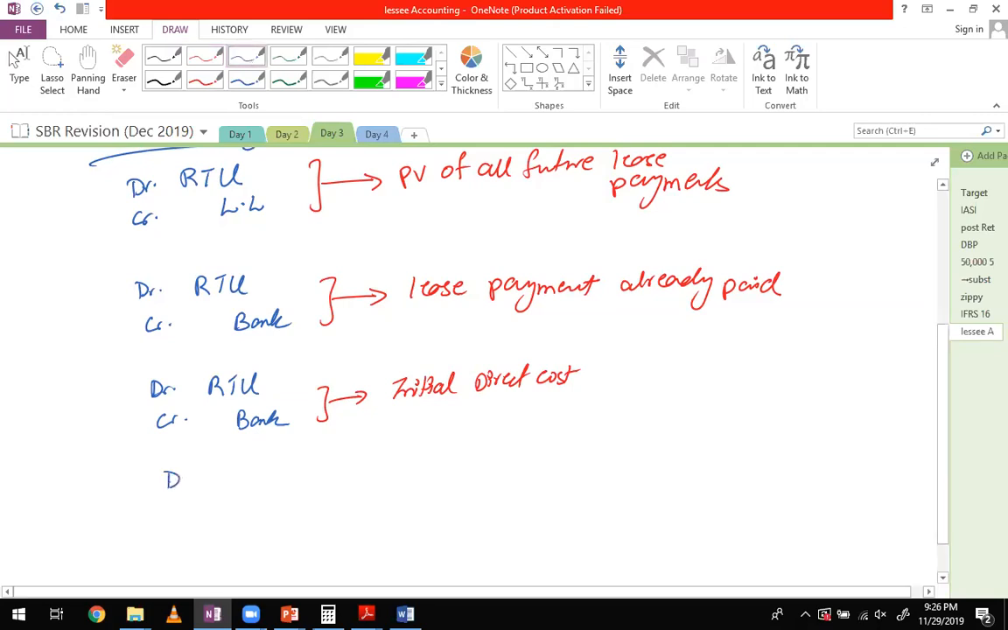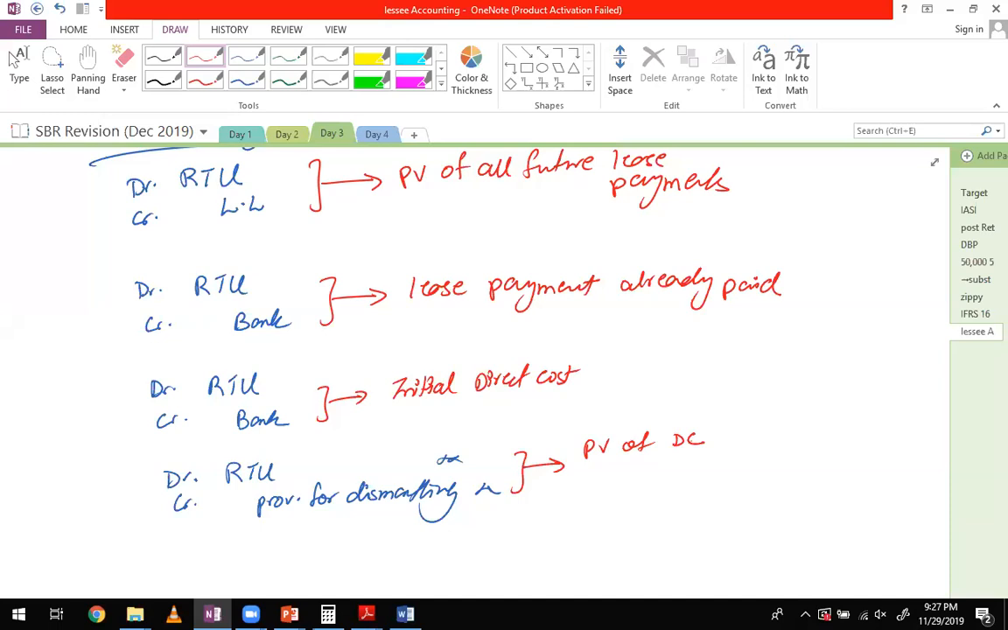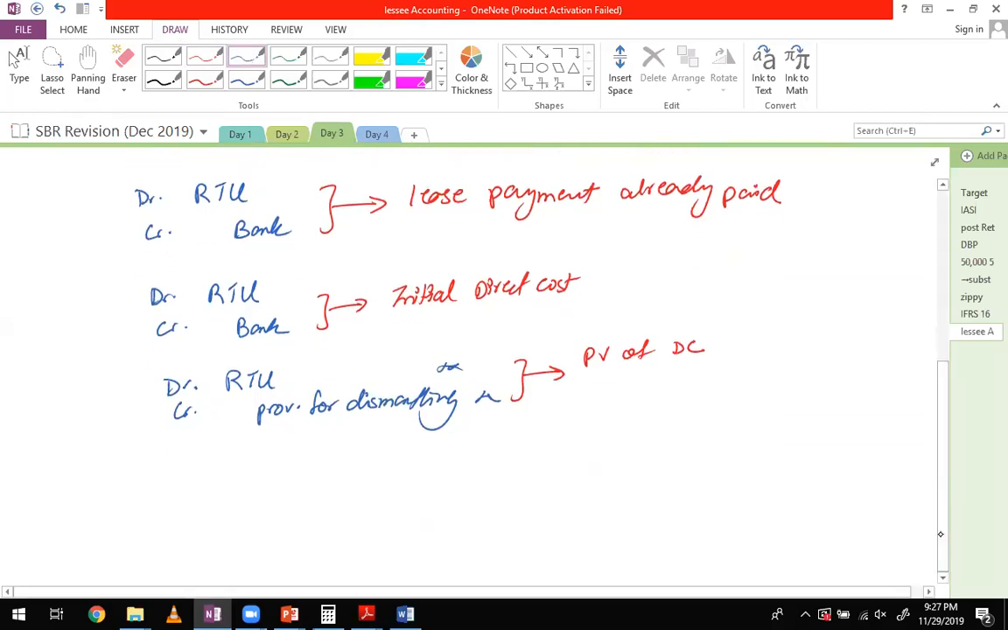Plus, if the asset is of a type which needs to be dismantled at the end of its life, we should also be recording a provision for dismantling against this, which should be recorded in accordance with IAS 37 by the present value of the dismantling cost. So all these costs will actually be capitalized in the right to use asset. DC means dismantling cost. This is the dismantling cost.